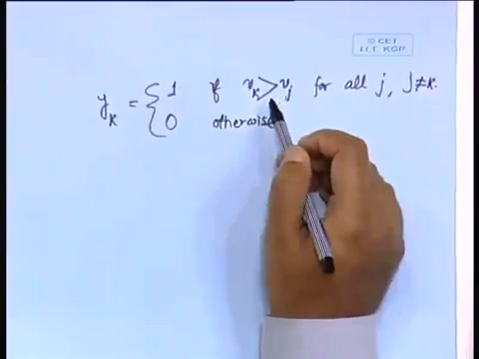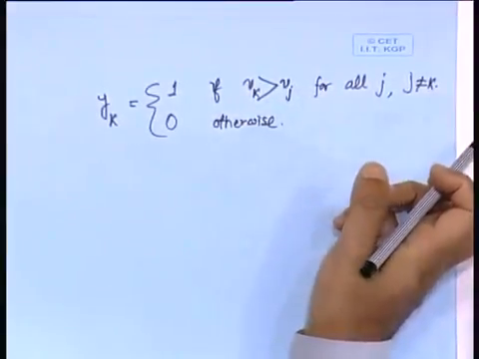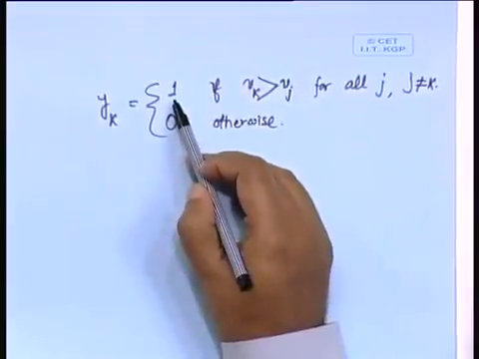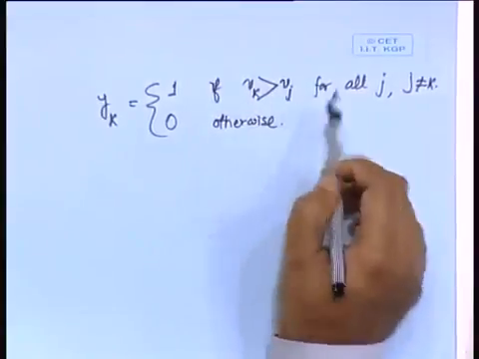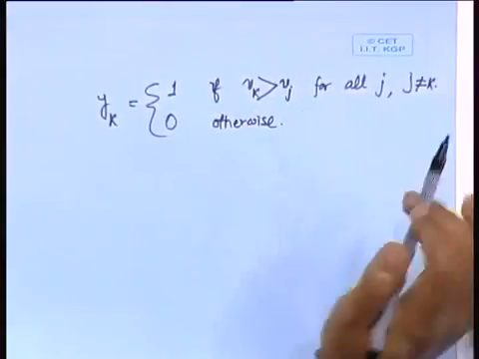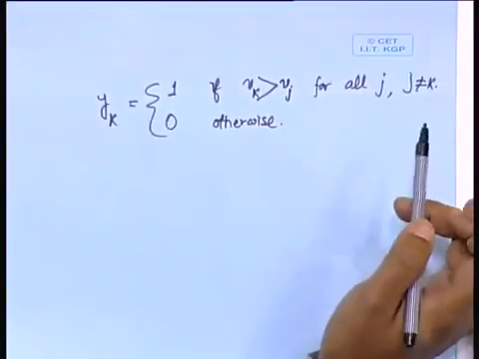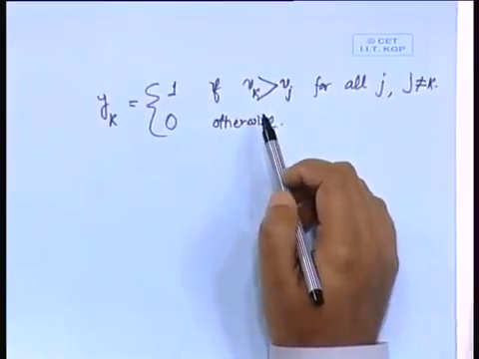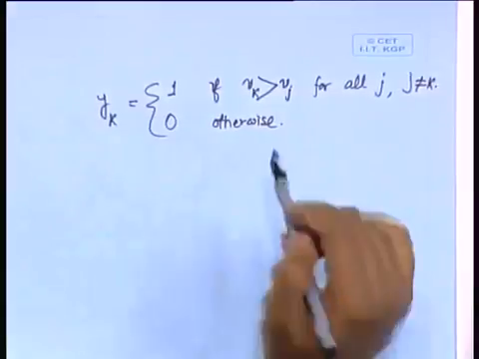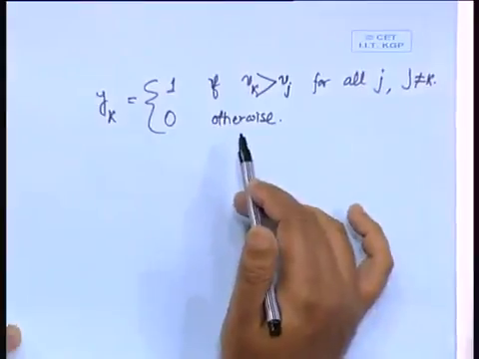That means if Vk happens to be the highest amongst all the neurons, then that is going to be the winner, and its output yk is going to be 1. Otherwise, if Vk is not greater than Vj for at least some j, then it is surely a loser. Then there is more output strength available with some other neuron, and that is going to be the winner, but certainly not this one. So, this is the very basic definition.